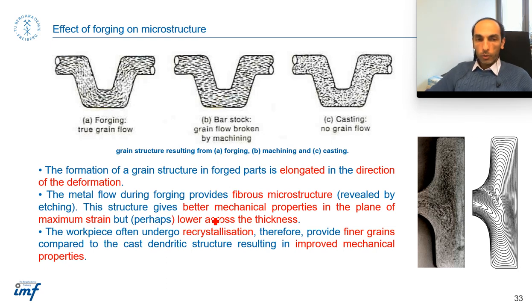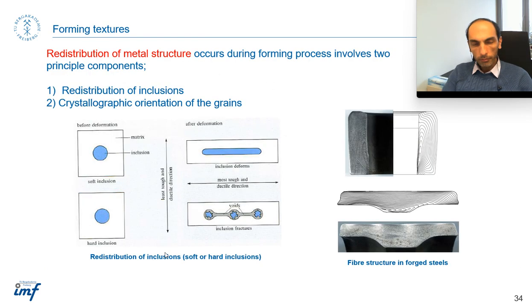Of course, if you have a hot deformation, then the workpiece often undergoes recrystallization. Recrystallization leads to finer grain and higher mechanical properties. So we have a kind of redistribution of material structure in the forging.